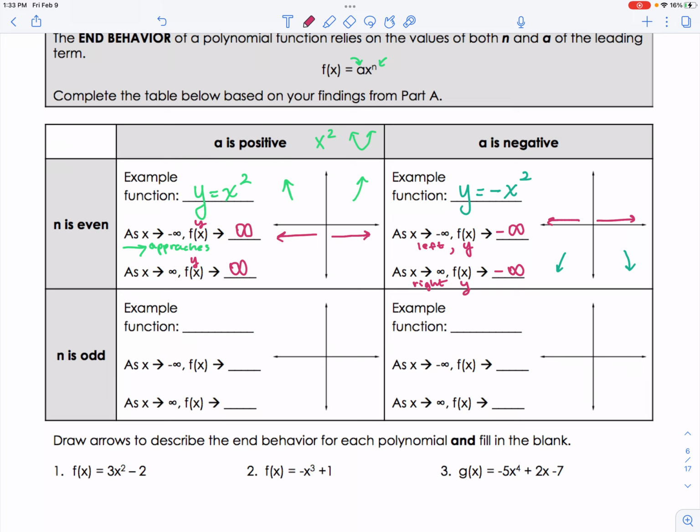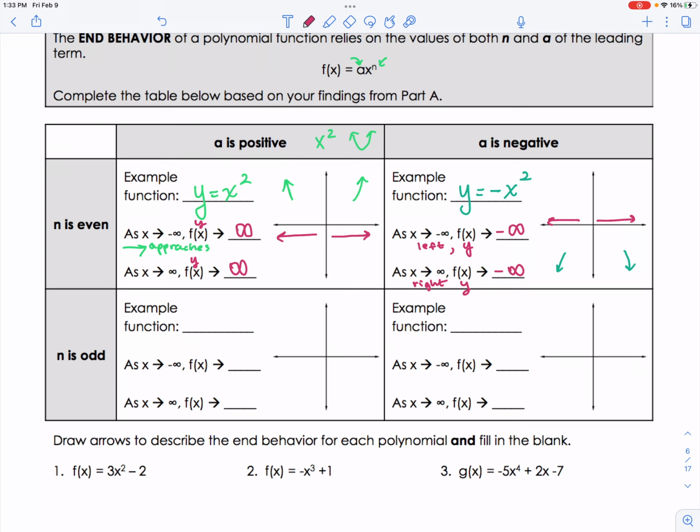So number one here says, draw arrows to describe the end behavior for each polynomial and fill in the blank. So we have to look at our leading term. This is a leading term. It's in standard form. We can see that the 3 is positive, so I'm going to put right here positive. The 2 is even. So when I think of positive and I think of even, it means they're both going in the same direction. Positive means they're going to be going up. So my end behaviors are going to look like this. Both up.